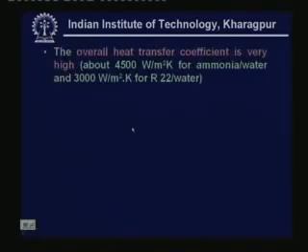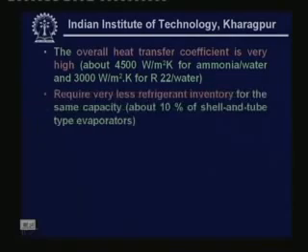And the overall heat transfer coefficient in a plate type evaporator is very large. You get about 4500 watt per meter square Kelvin for ammonia water and 3000 watt per meter square Kelvin for R22 water. And these types of evaporators require very little refrigerant inventory for the same capacity. That means the total amount of refrigerant to be charged into the system is much less when you are using a plate type evaporator.